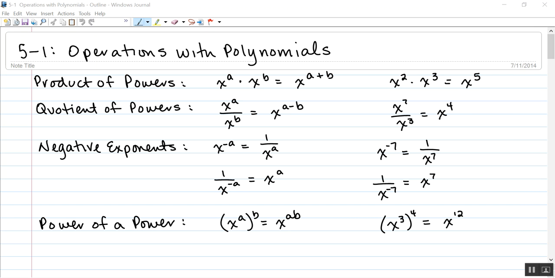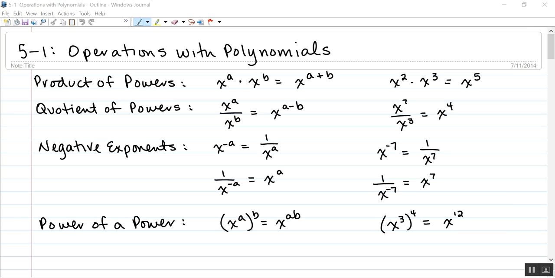Quotient of powers. X to the a power divided by x to the b power equals x to the a minus b power. For example, x to the seventh divided by x to the third is x to the fourth, because 7 minus 3 is 4.